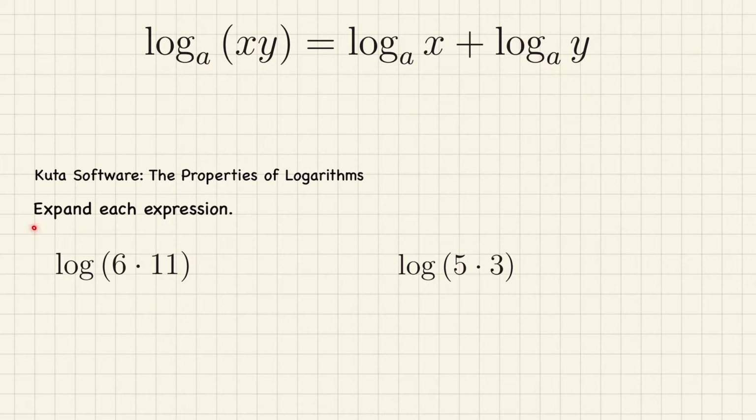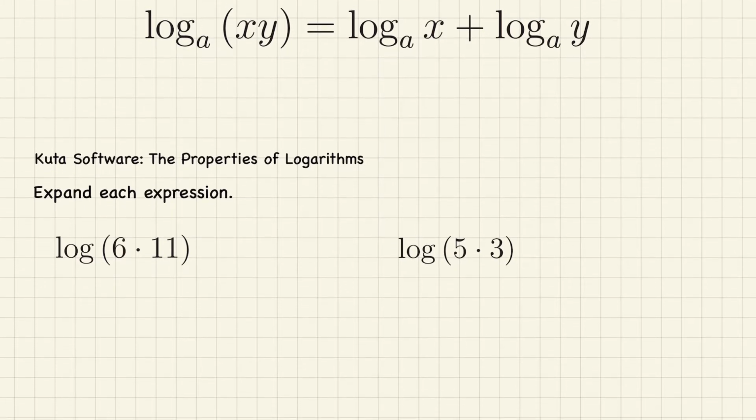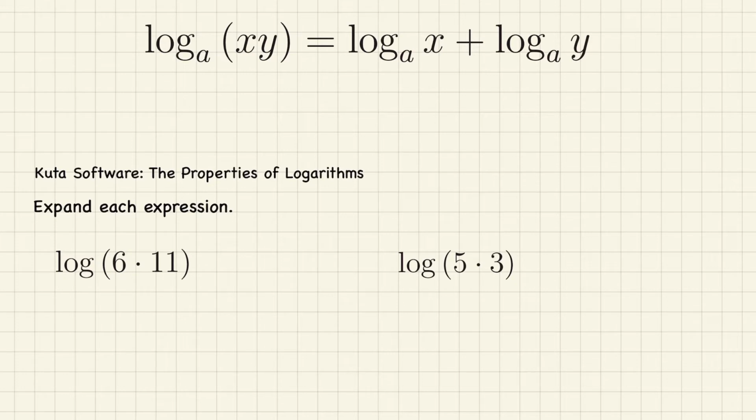So we're asked to expand each expression. Those are the directions, so let's do that. We have the log of 6 times 11 with an understood base of 10. So this will be the log of 6 plus the log of 11. For the next one, we have the log of 5 times 3. Applying the product rule, we have the log of 5 plus the log of 3.